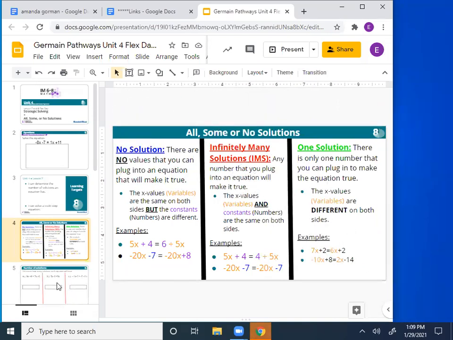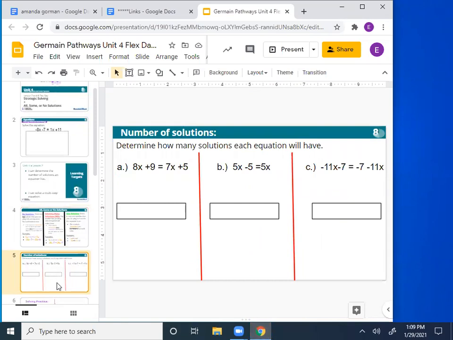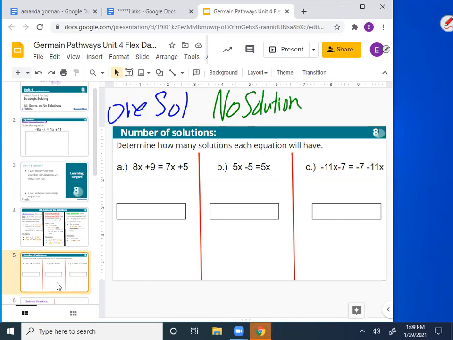Okay, so now we're getting into the good stuff. We're starting off with some easier pieces to this. We're looking in our packet. If you're in the packet, you're on the back side of the first page. Letter A, well, this section here, says determine how many solutions each equation has. All right, we could say one solution, we could say no solution, or we could say infinitely many solutions.